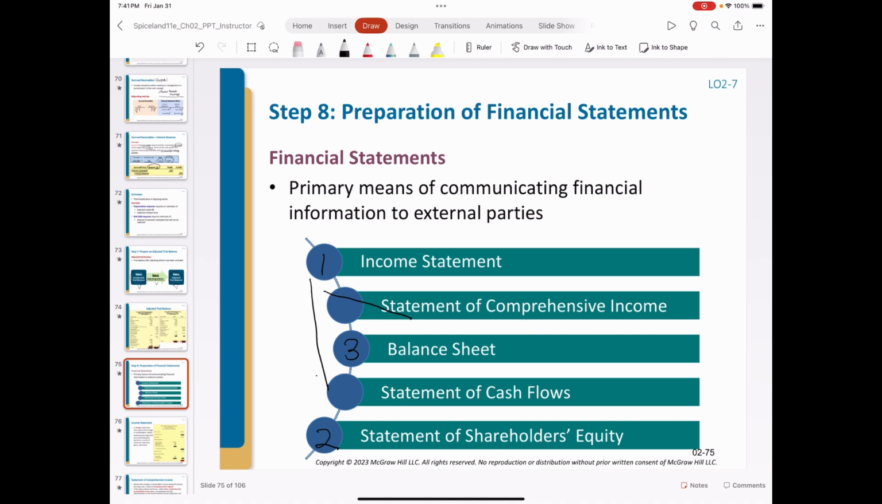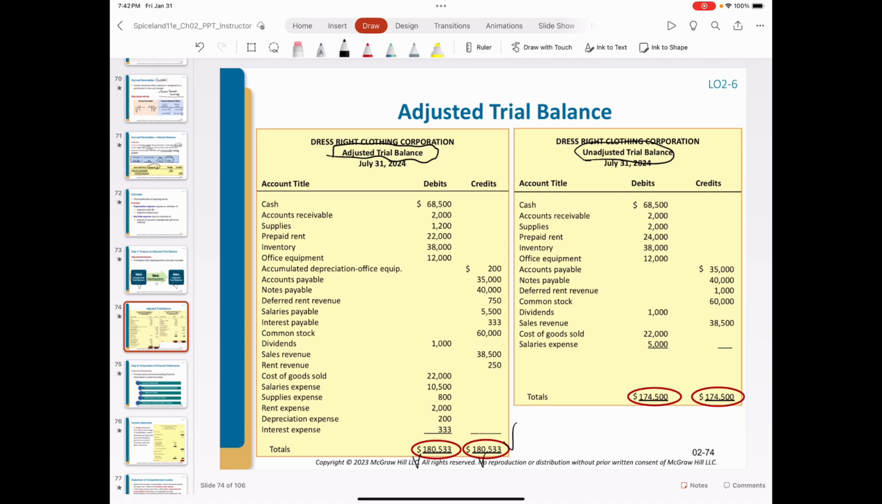The statement of cash flows is derived from both the income statement and balance sheet. So when we have the income statement and balance sheet, we can prepare the statement of cash flows. Now, first, how to prepare the income statement? Let's revisit the adjusted trial balance.